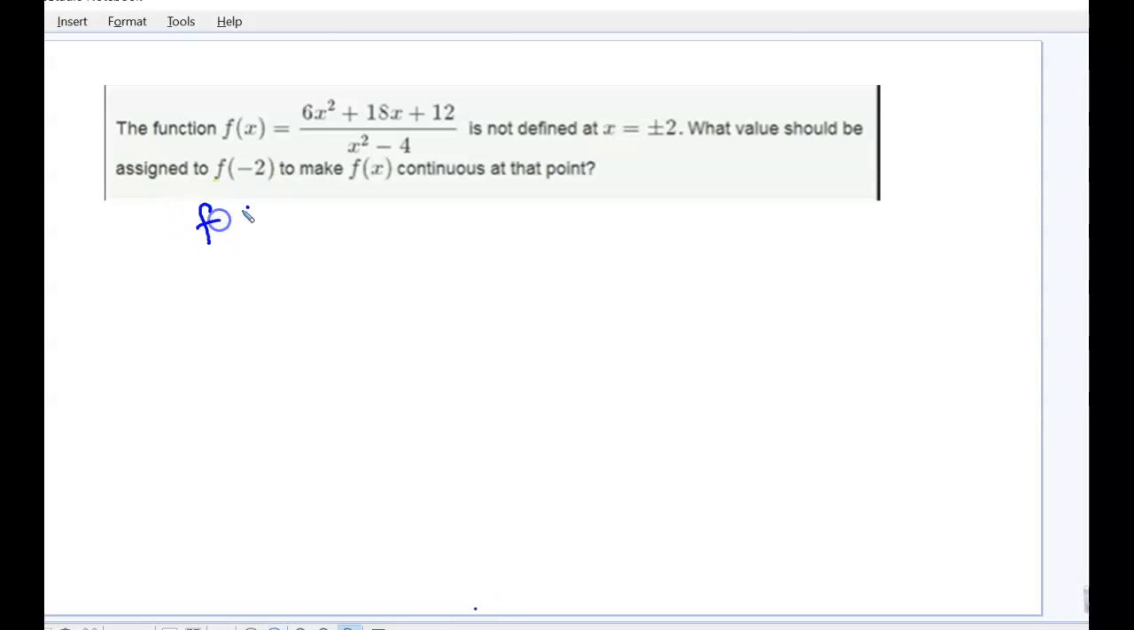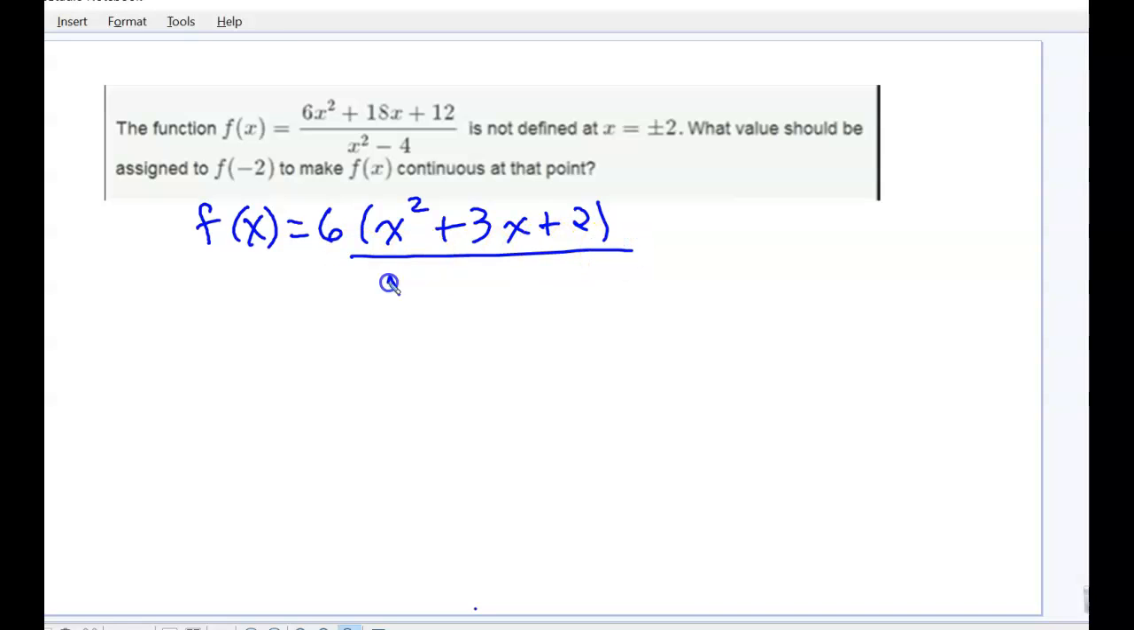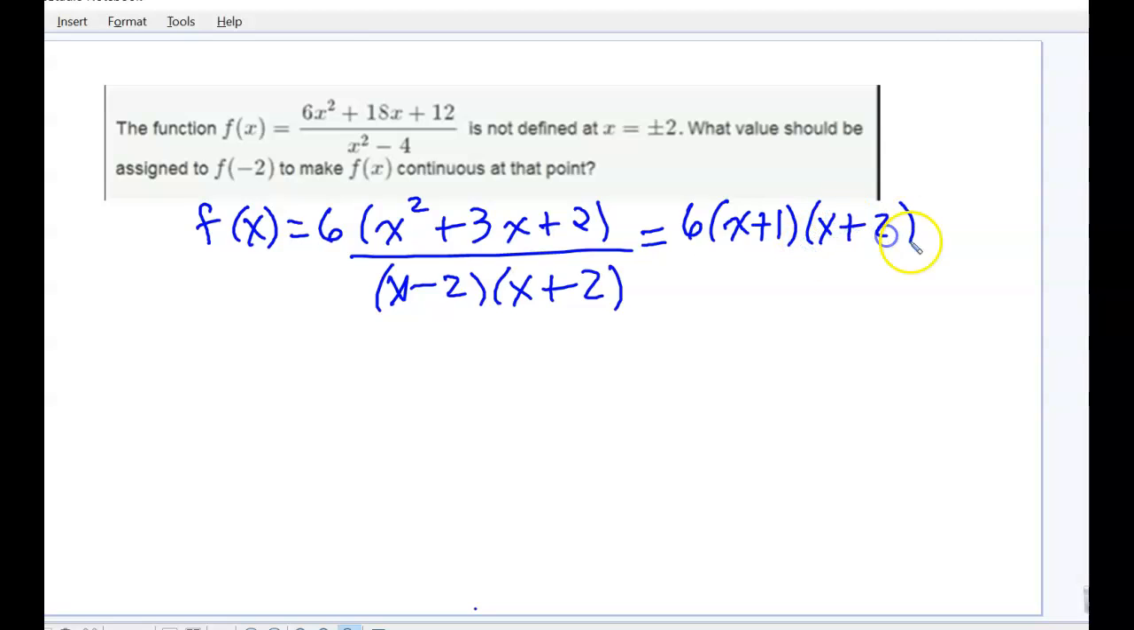Okay, well, first things first, let's factor a 6 out of my numerator, and I'm going to get x squared plus 3x plus 2. The bottom obviously factors into (x minus 2)(x plus 2). And we can go one step further. This factors into (x plus 1)(x plus 2). And again, the denominator is going to be (x minus 2)(x plus 2).